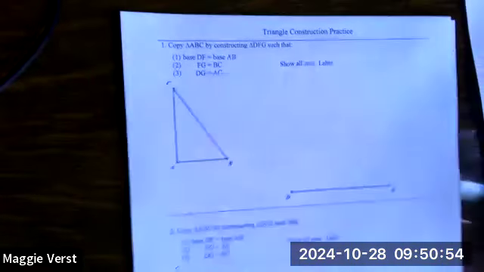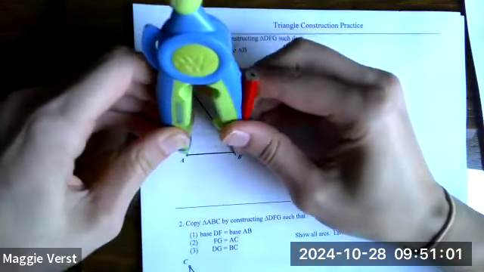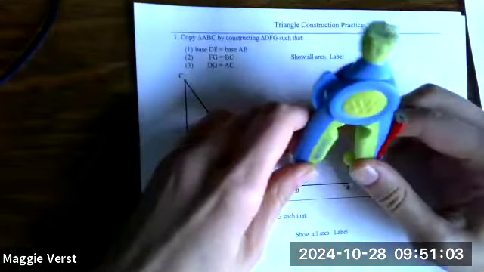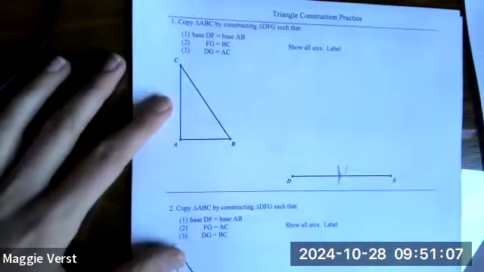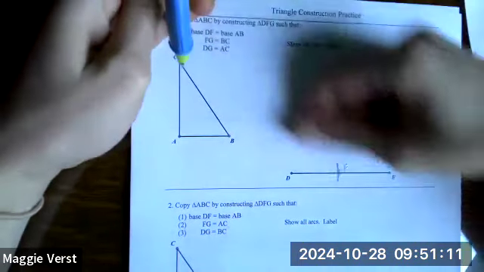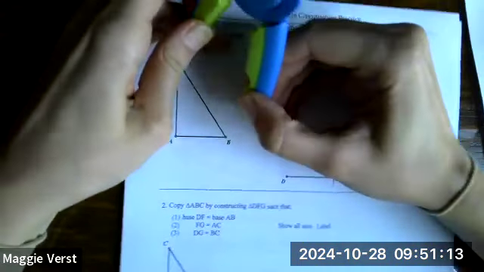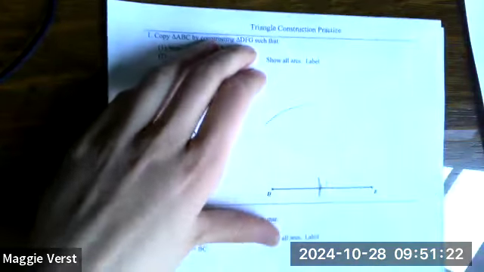There we go. So if I want to construct this and it says base DF is equal to base AB, then I need to connect D to AB. So I'm going to figure out this length right here and copy it over onto this side and call this point F. All right. And then FG has to be equal to BC. So that means I need to start at F and copy this segment as well. So I extend this out, figure out my length, and then I'm going to go over here, draw this.